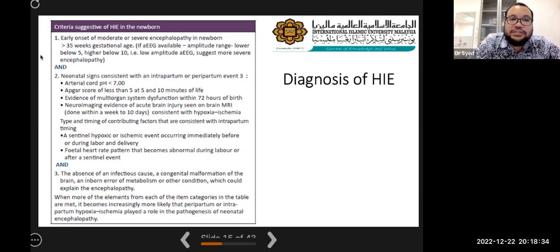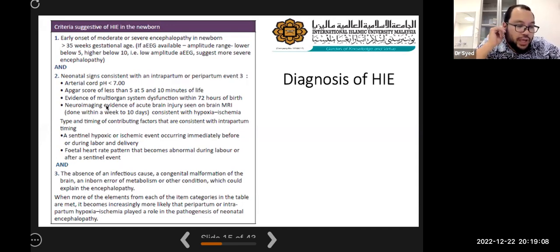So the first criteria is early onset, moderate or severe encephalopathy, nombor 1. Nombor 2, dia ada neonatal signs consistent with intrapartum or peripartum event. Contohnya apa? Contohnya arterial cord pH yang less than 7.0, Apgar score of less than 5 at 5 and 10 minutes, 5 or 10, and evidence of multi-organ system dysfunction within 72 hours after birth.